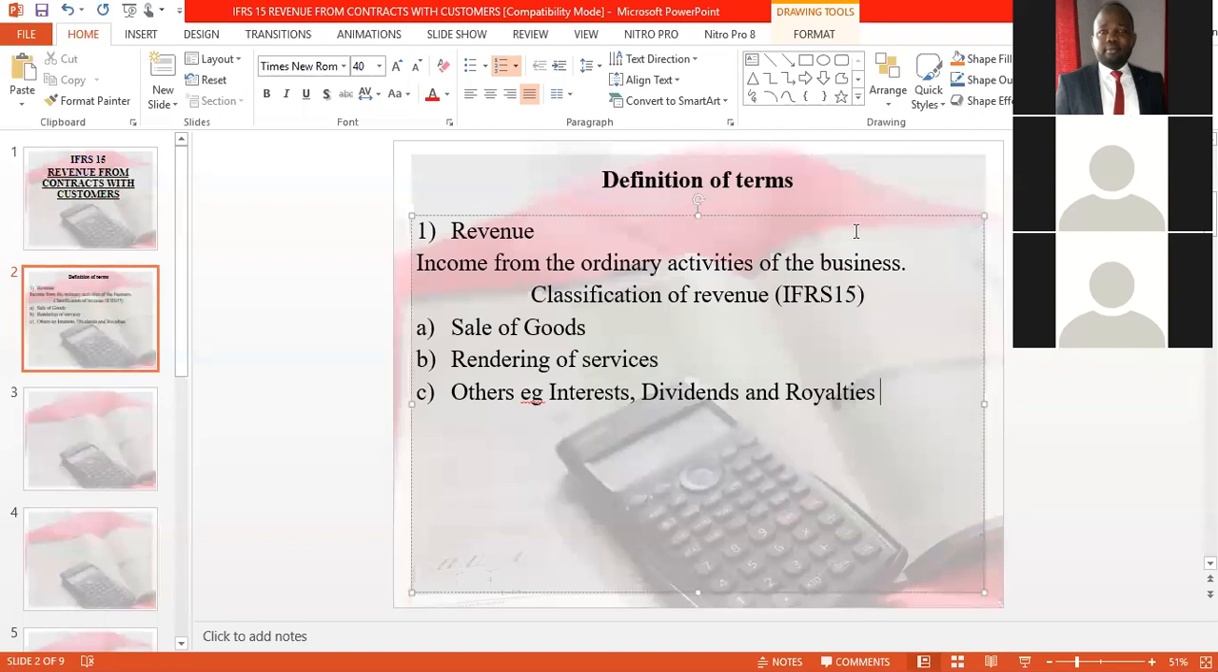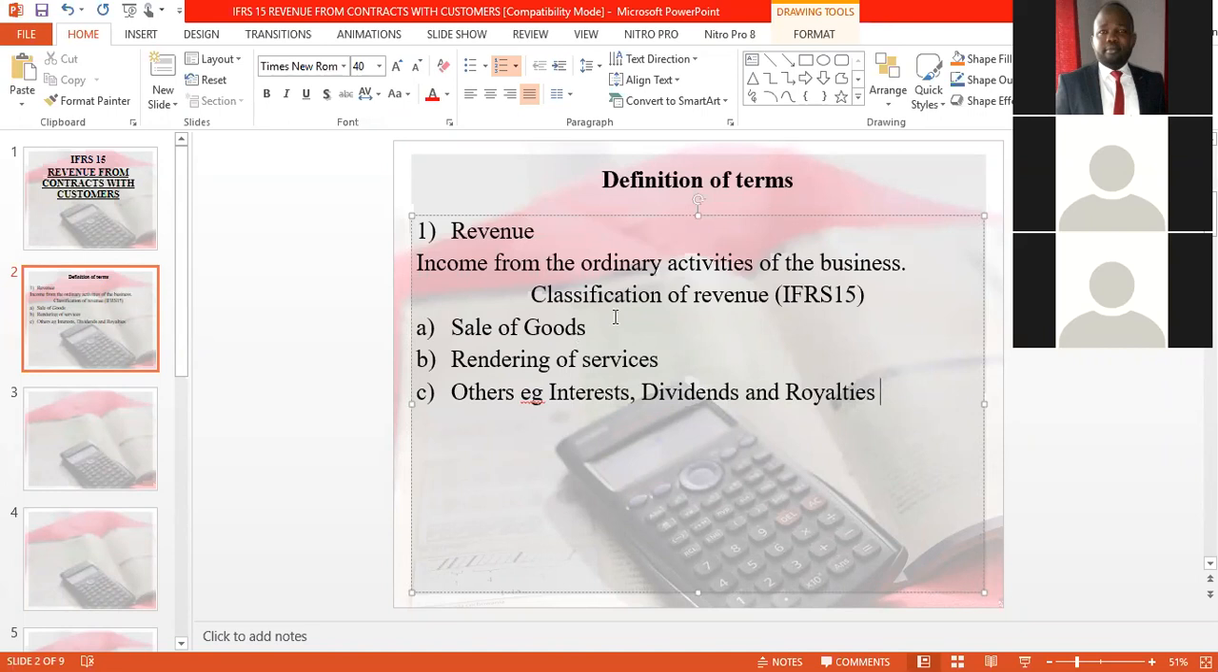Now, class rep, gain from disposal, that is not revenue. That is a gain. Remember, we have 2 types of income. We have what is called revenue, and there is what we call gain. So class rep, you are not talking of revenue. You are talking of gain. Gain is not revenue. I hope we are together. If you've understood, you can type yes as we continue.